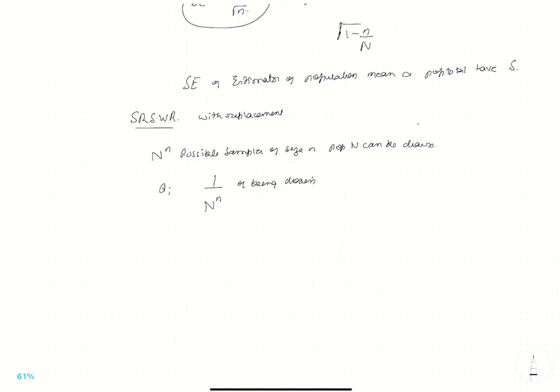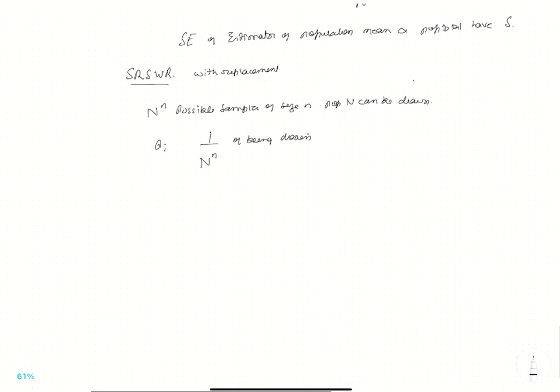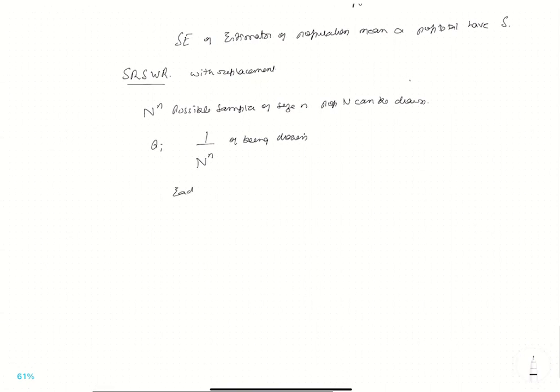pi, but each unit will have the same 1 upon N probability of being chosen. Although in practice it is almost never done, the expressions of standard error and estimated standard error are simpler with SRSWR.